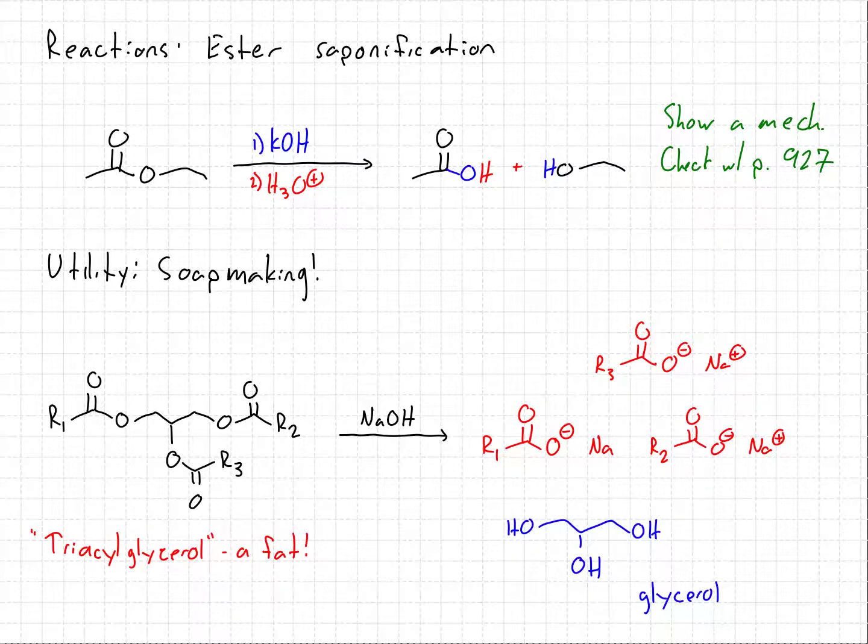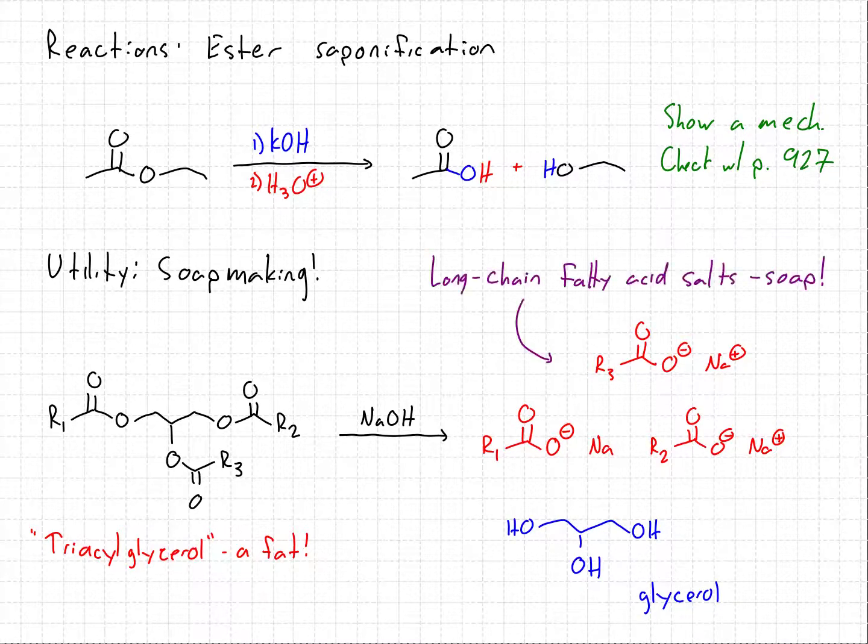We'll also get glycerin as a side product, which is often left in the soap as it's a good way to moisturize the skin. So if you have a long-chain fatty acid and a polar head group, that's a surfactant, and that's what we know as soap.